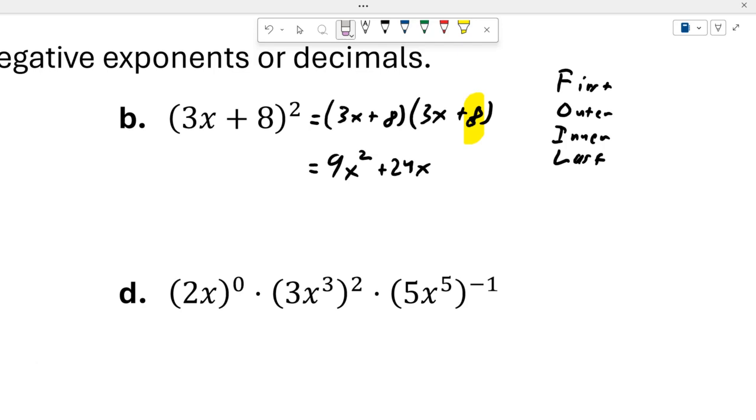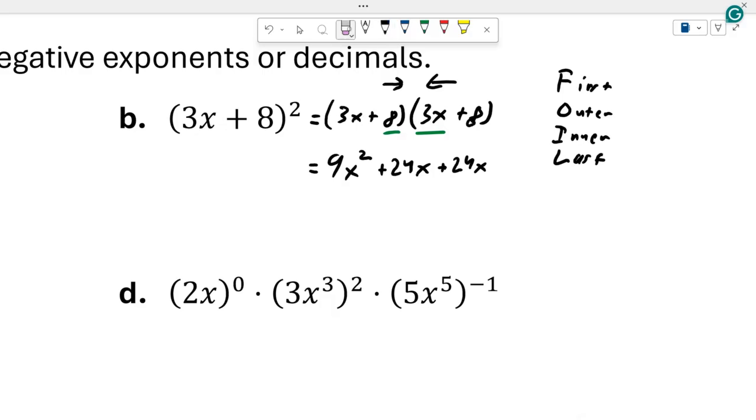Doesn't seem to want to erase the highlighting here. Okay. Inner means we multiply by the terms that are on the inside. So that's going to be this 8 and this 3x. Well, again, 8 times 3 is 24, and we still have a single x. So we get another 24x.